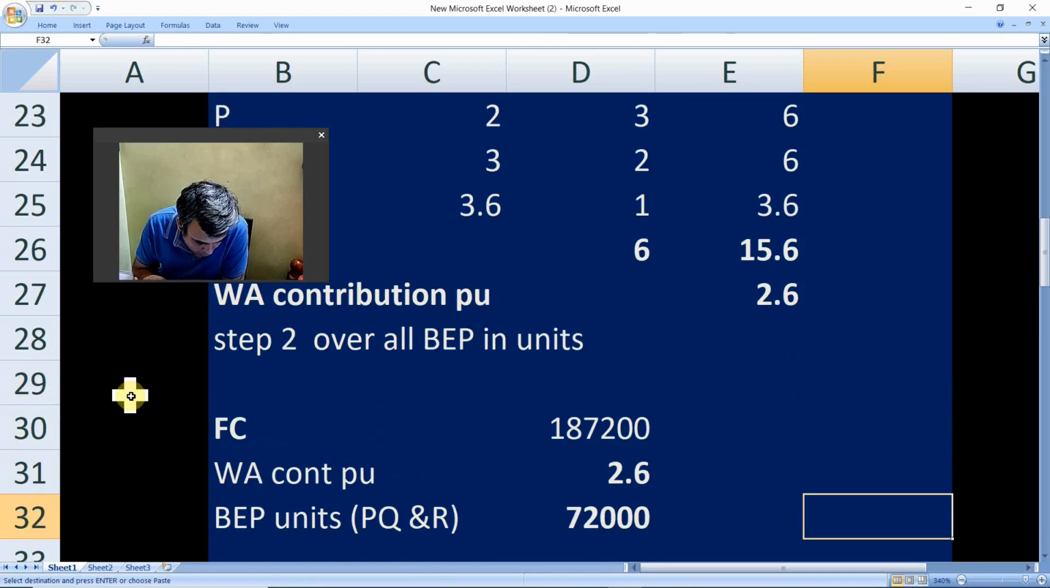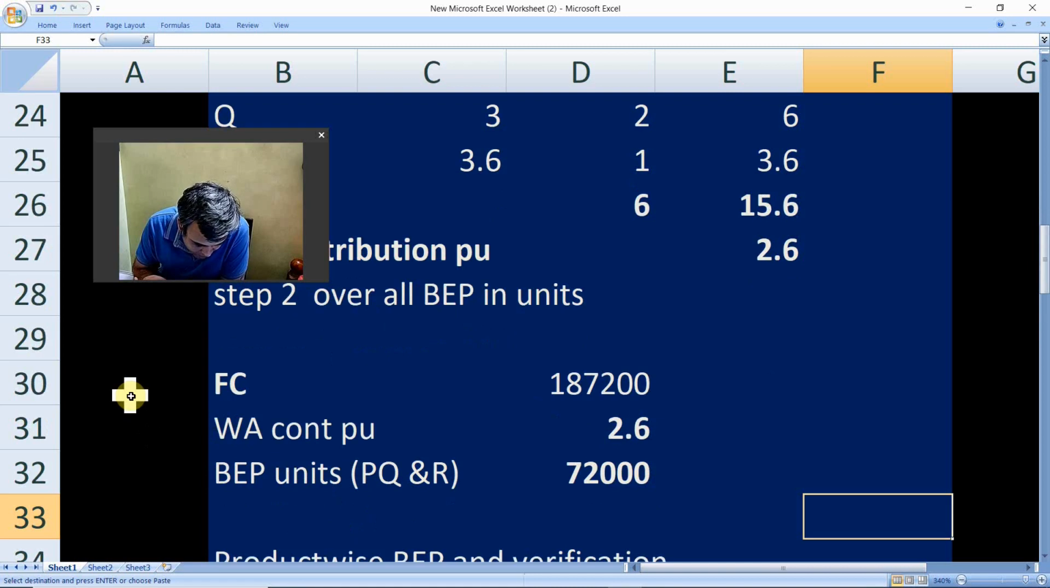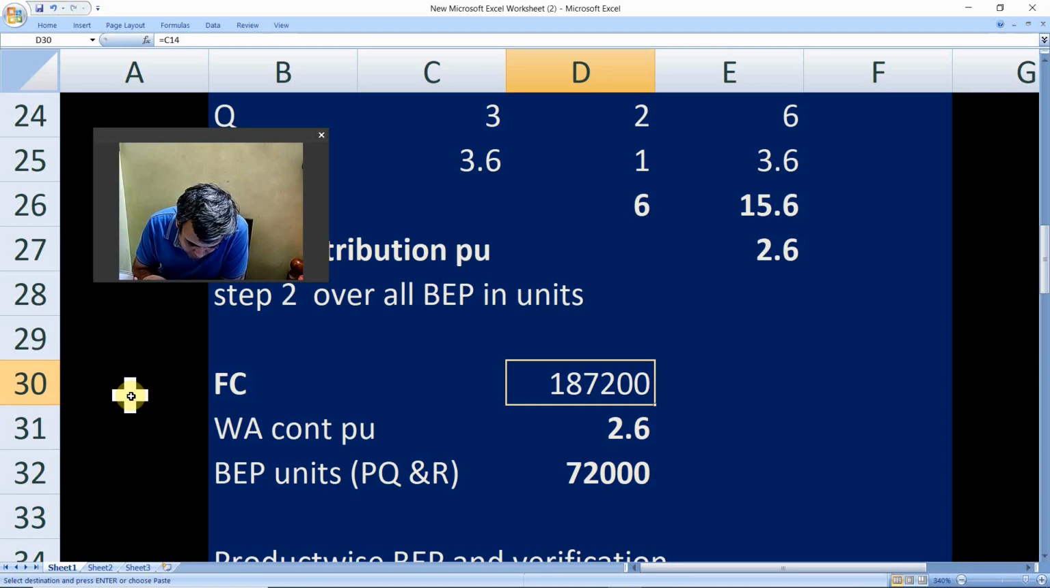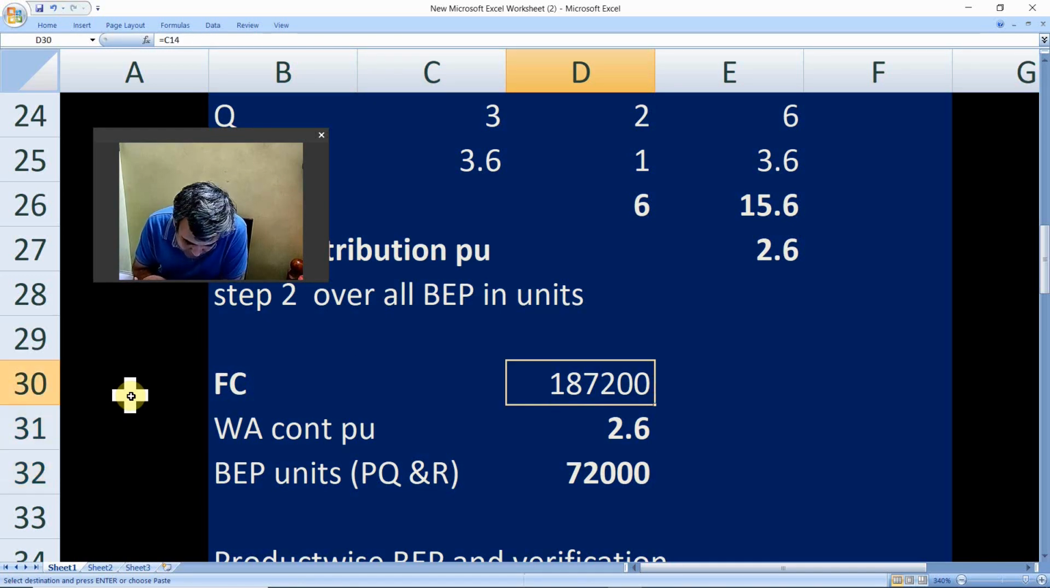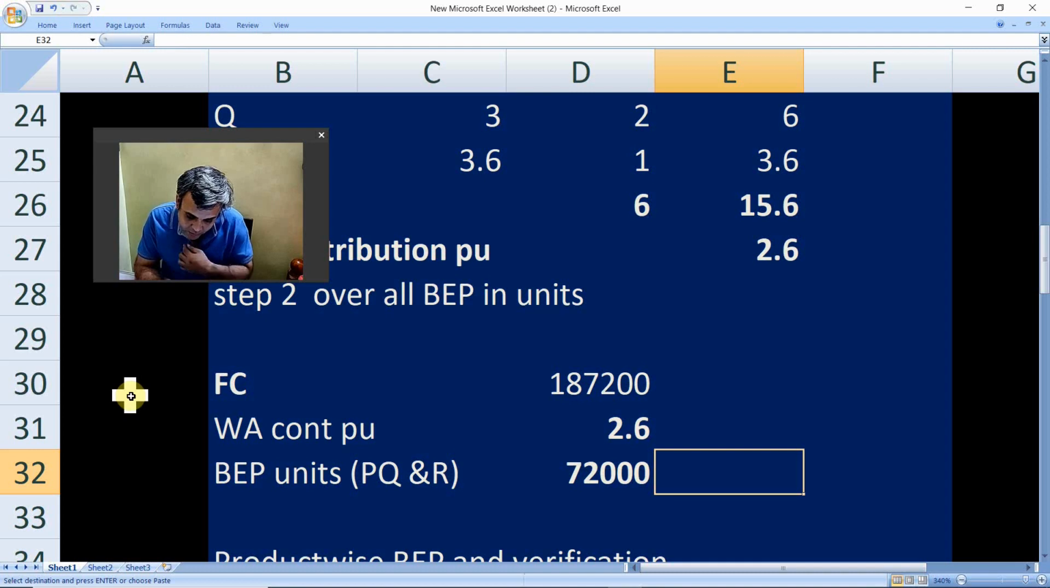Let's move on. Now the next step. Once I have calculated the weighted average, then I'm going in for calculating the BEP itself. What is my FC? 1,87,200. What is my weighted average contribution per unit? 2.6. So I have divided it. Break-even point, which is FC divided by weighted average contribution per unit: 1,87,200 divided by 2.6 is 72,000 units. This is 72,000 units of P, of Q, or of R.